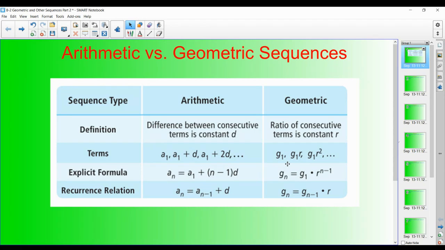And geometric, it's just how many times do we multiply by r. To go up one step, we multiply by r. Go up two steps, we multiply by r squared, r times r. And the next one would be g sub 1 times r cubed. And our explicit formula here looks like an exponential.